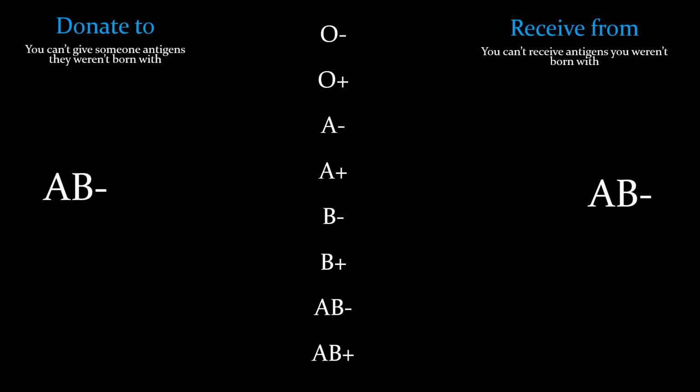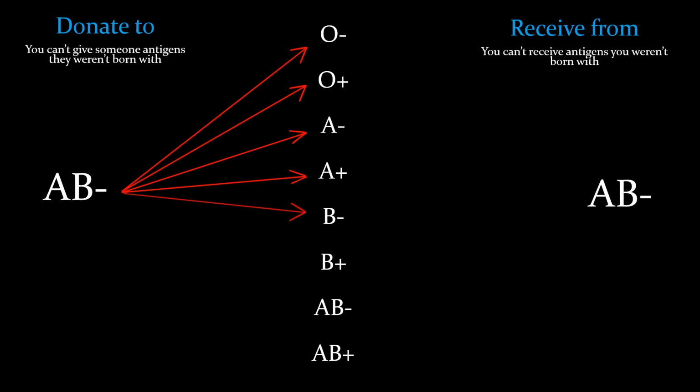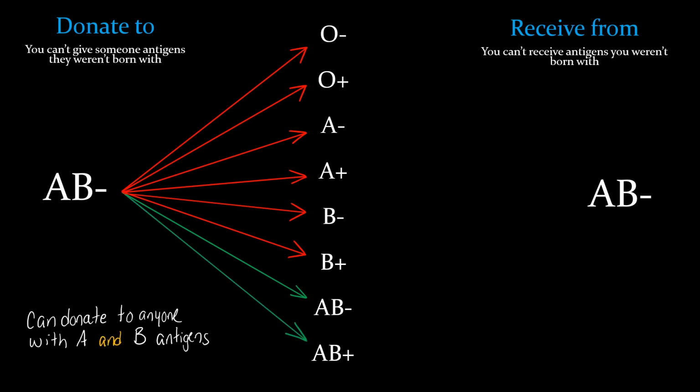So starting with donate to, AB negative to O negative. So they can only donate to people that have A and B antigens, which means they can only donate to AB negative and AB positive.